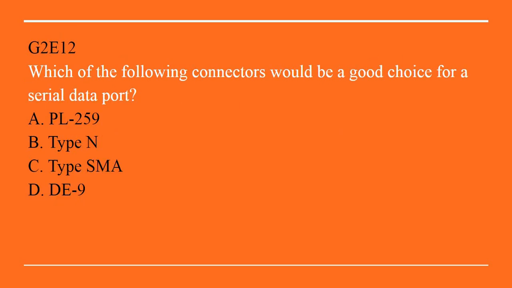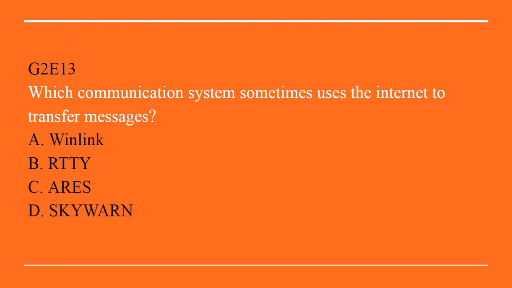G2E12. Which of the following connectors would be a good choice for a serial data port? A. PL259. B. Type N. C. Type SMA. Or D. DE-9. Correct answer is D. DE-9. G2E13. Which communication system sometimes uses the internet to transfer messages? A. Winlink. B. RTTY. C. ARES. Or D. Skywarn. Correct answer is A. Winlink.